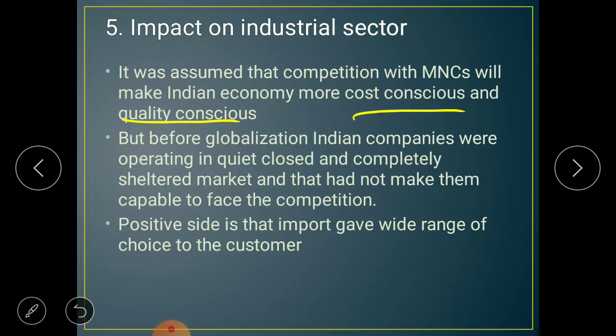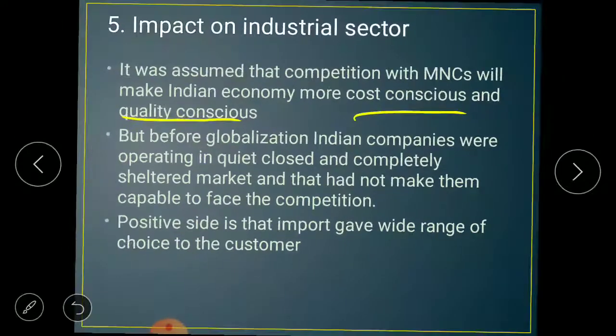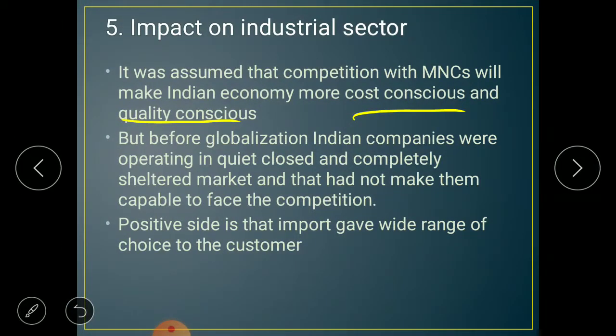The positive side is that import gave a wide range of choice to consumers. Yes, definitely, due to globalization, imports are now allowed in the Indian economy. So just because of import, Indian consumers are getting choice, and due to that reason Indian consumers are consuming products at a lower price. You can correlate that with Bajaj Auto only, that Bajaj Auto was just giving scooters in the 1990s, and then also they were having a monopoly of 10 years.